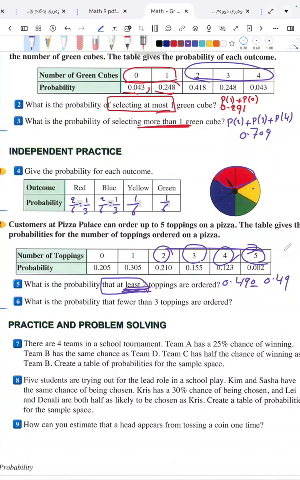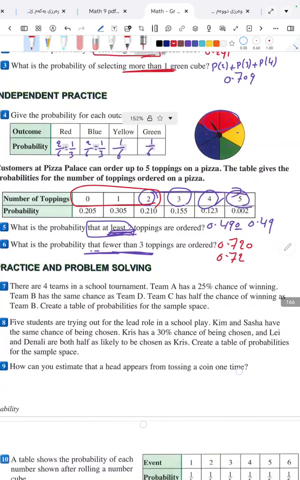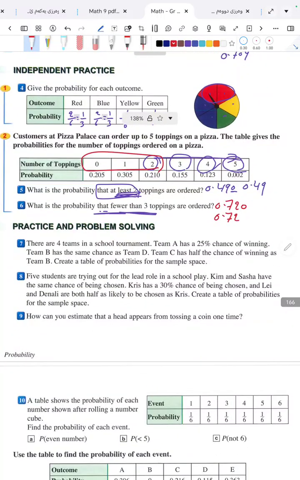Okay. Then we have what? What is the probability of fewer than 3? Even this one is very clear. Fewer than 3, you can't count 3. So fewer than 3 is what? 0, 1, and 2. When you add them all, it will be 0.720. Again, 0 has no value, so it will be 0.72.